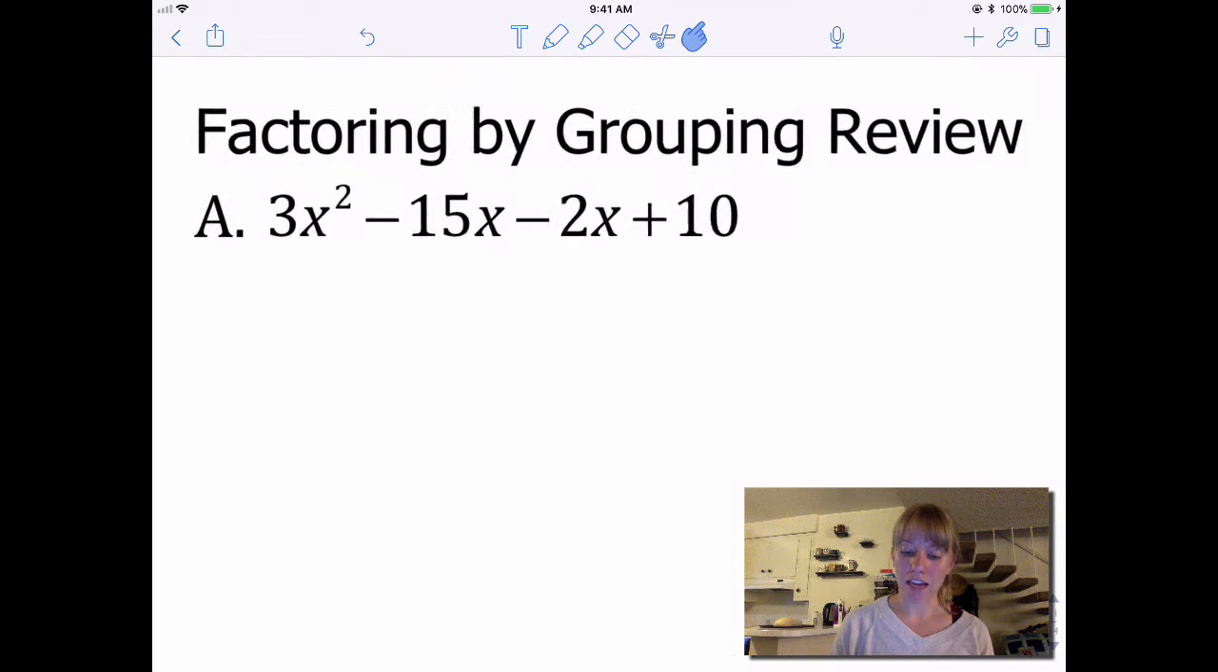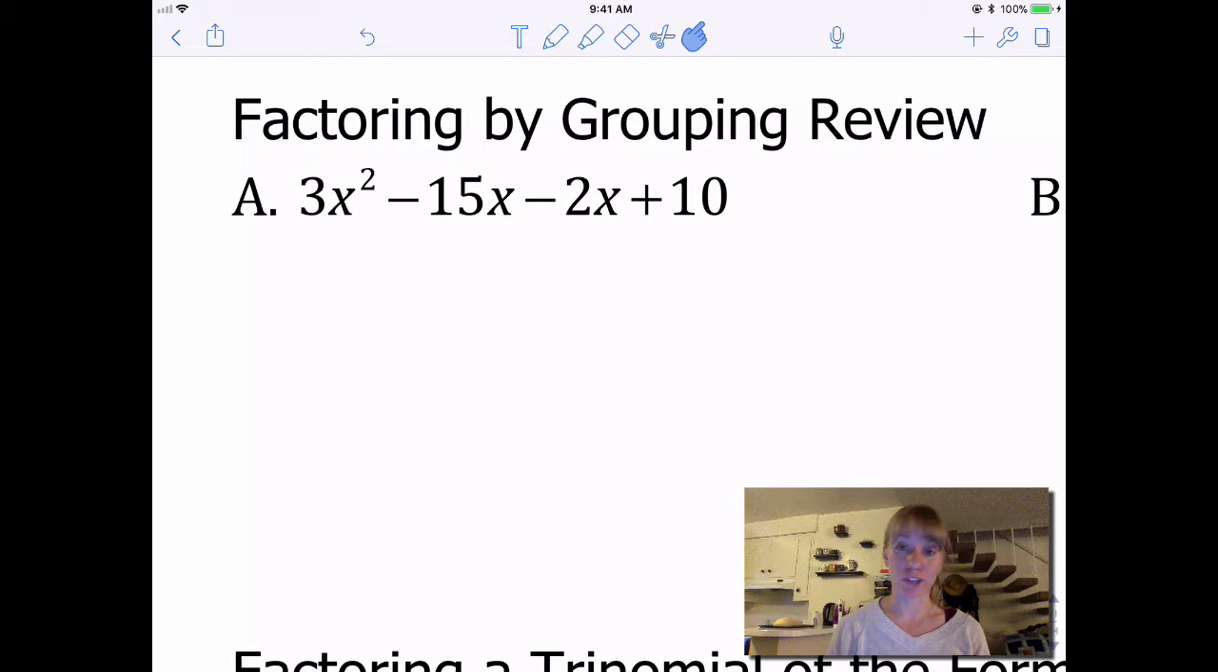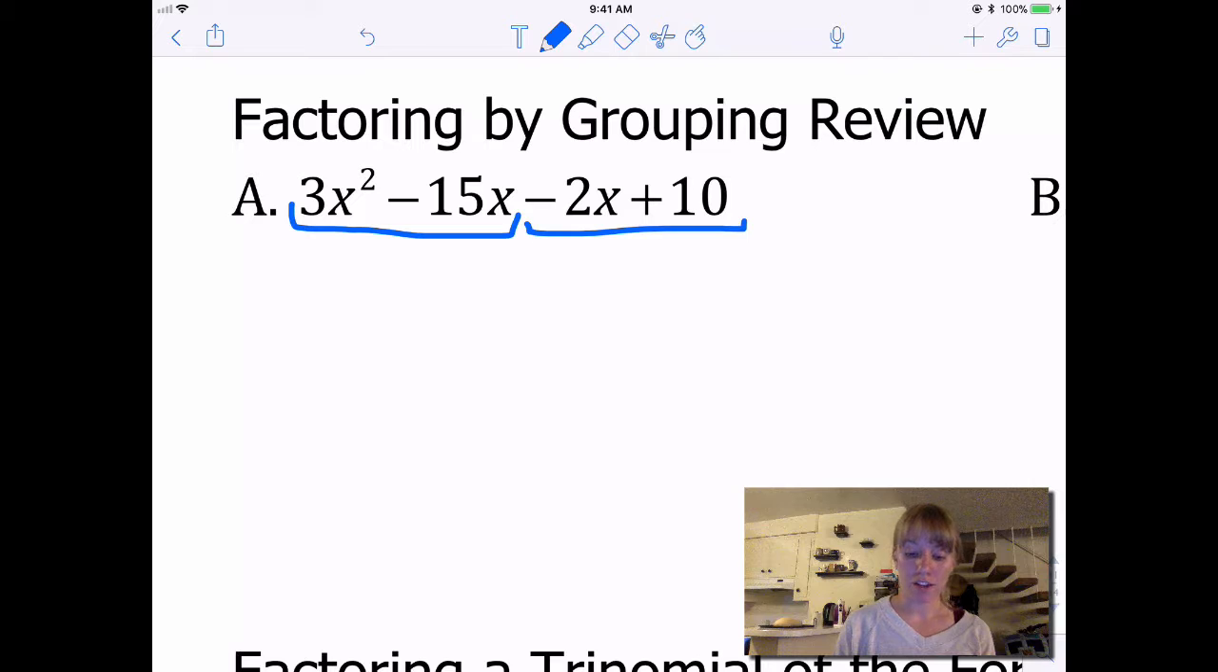So if I look at A here, I notice that I have four terms, first of all. And when I've got four terms, I typically do factor by grouping. But I also notice that if I look in each of these two groups, I actually have a greatest common factor in the first two and in the second two. So the GCF in the first two is 3, and it's a 3 and an x. So when I factor out a 3x, I am left with an x minus 5. And remember, I always take the sign in the middle, so I've got a minus.